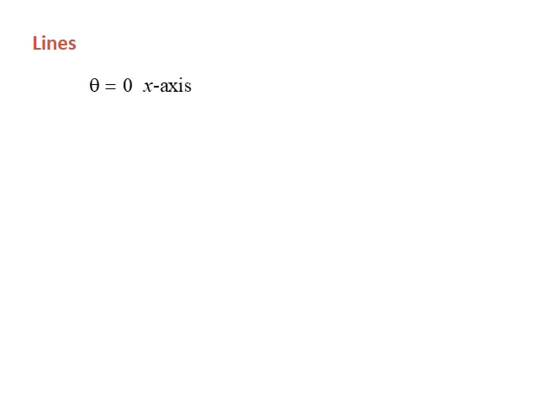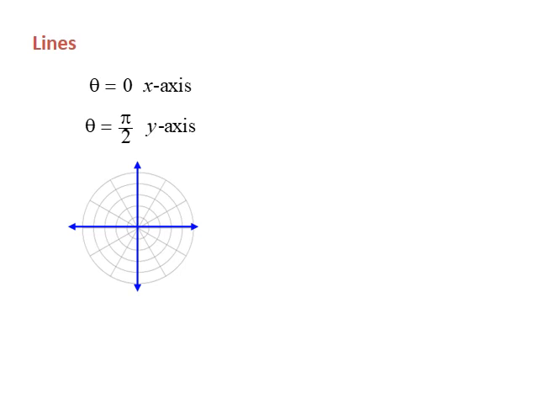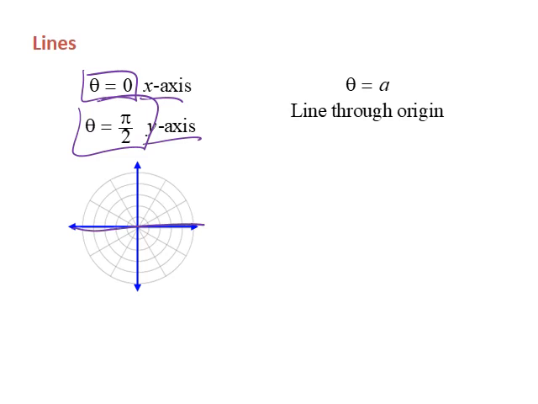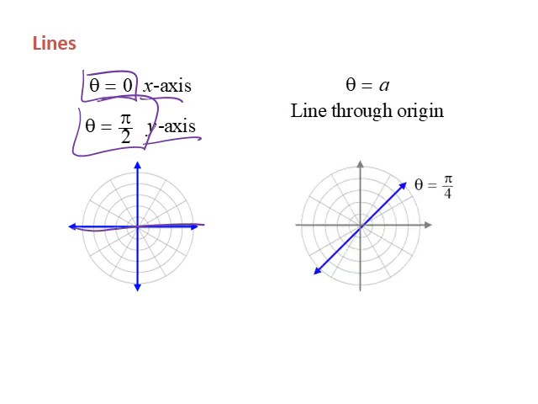Lines should not be anything new. So if you have theta equals 0, this is the x-axis. Theta equals pi over 2 is the y-axis. If we have some other value for theta, it's a line through the origin. It just depends on what theta is equal to.